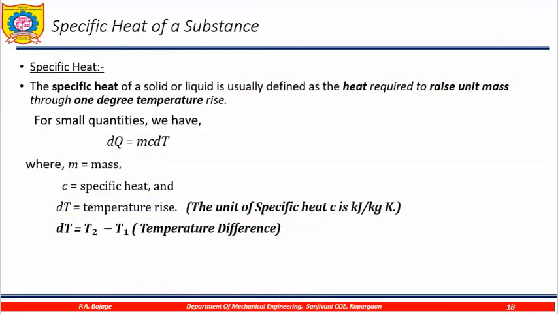Okay, again I repeat, specific heat of a solid or a liquid is the amount of heat required to raise the temperature by 1 degree Celsius for 1 kg, that is on mass basis. It is given by m c dT.